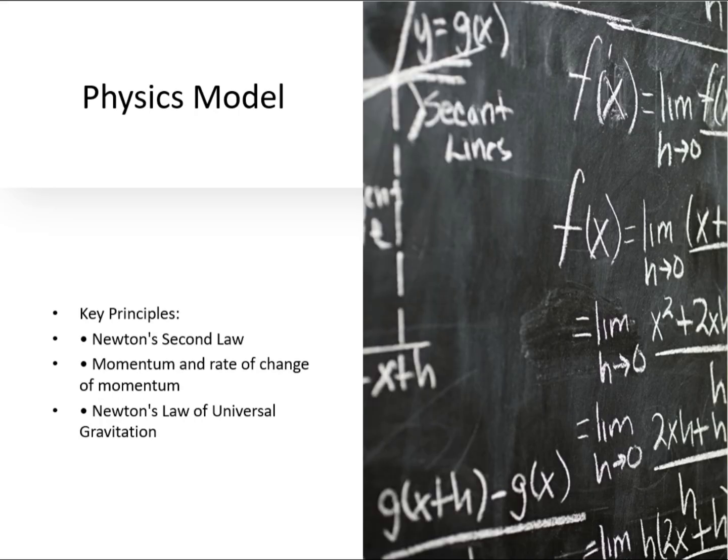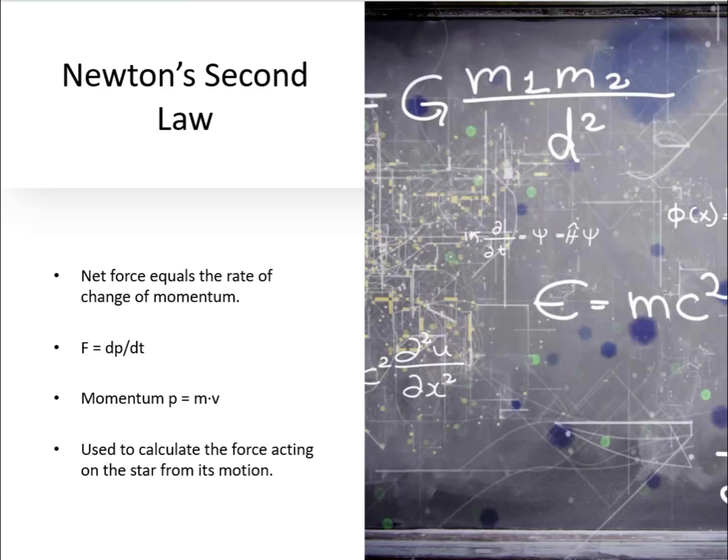Models of physics principles. This lab relies on two main physics principles, Newton's second law and Newton's law of universal gravitation. Newton's second law states that net force acting on an object is equal to the rate of change of its momentum. Momentum is defined as mass times velocity. In equation form, this means the net force equals the change in momentum divided by the change in time.